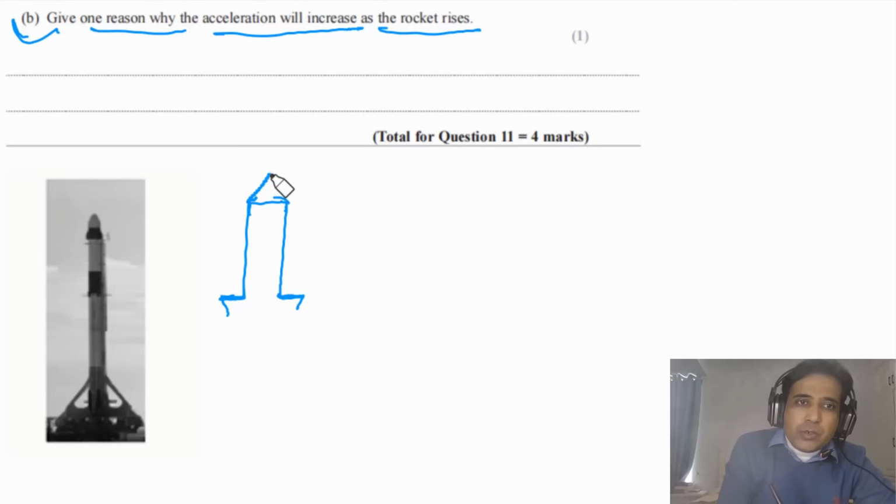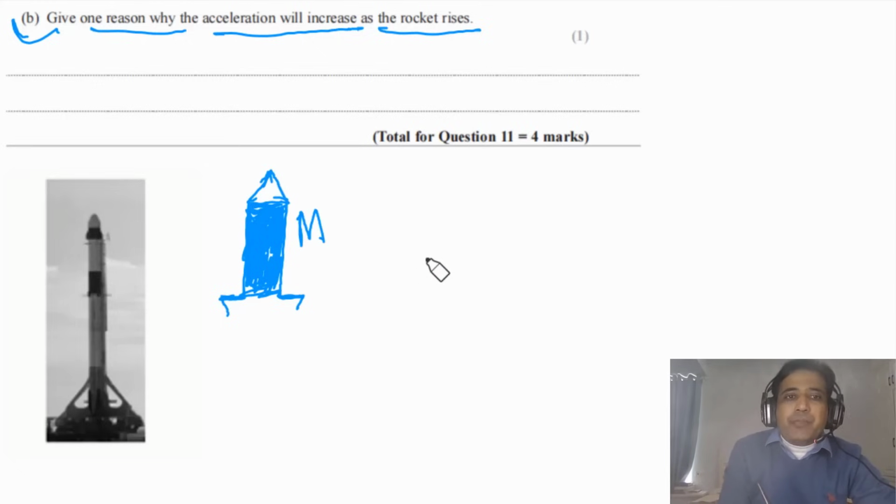You can also draw this, the head of the rocket, and this rocket is filled with fuel. So this is the fuel inside this rocket. And we can also imagine that the total mass of fuel and rocket, let's say here, is capital M.